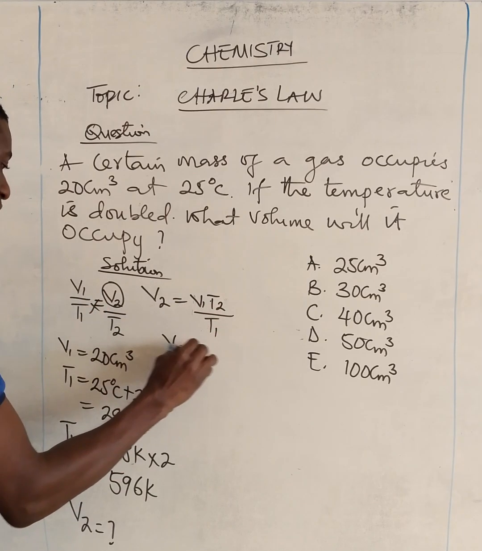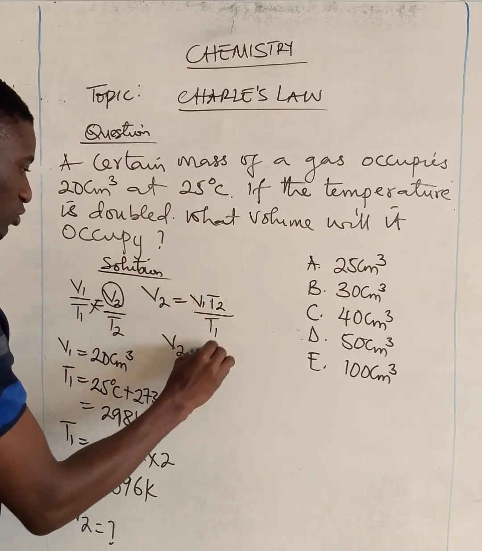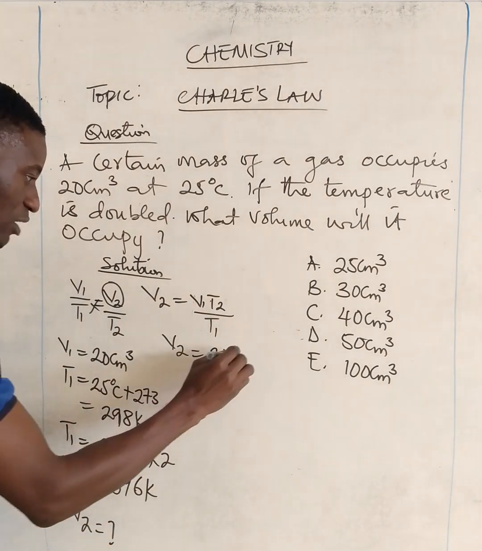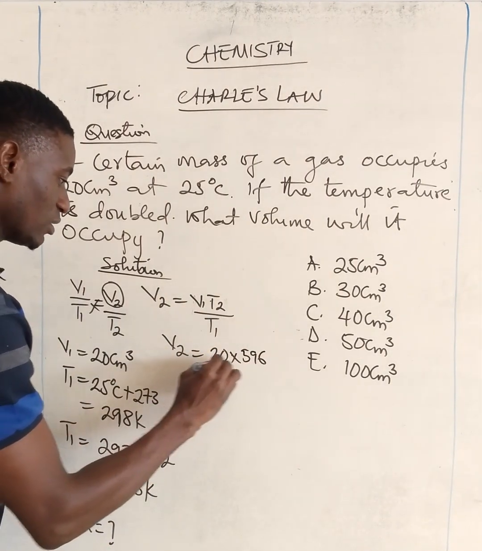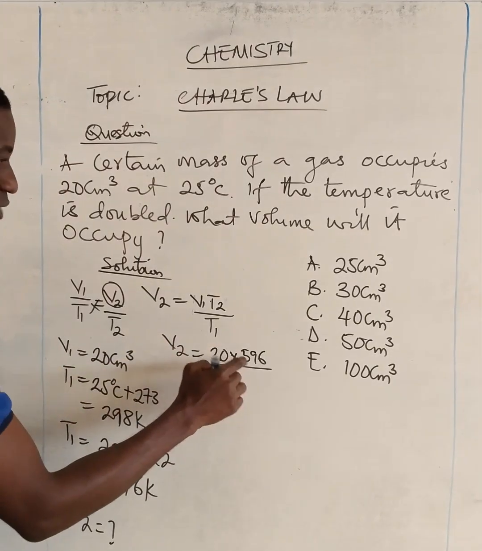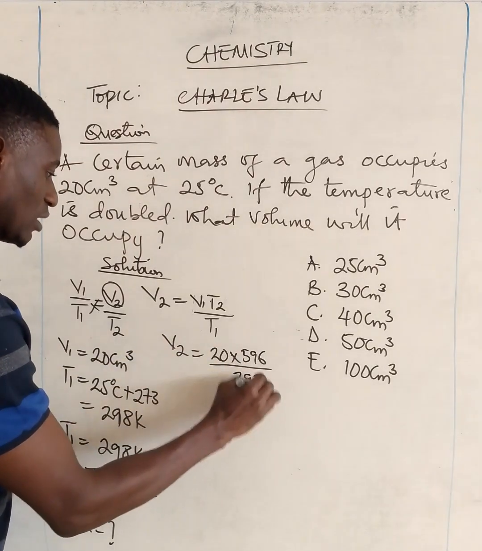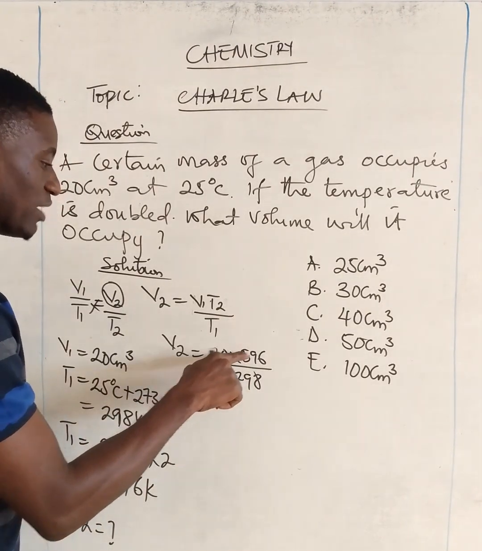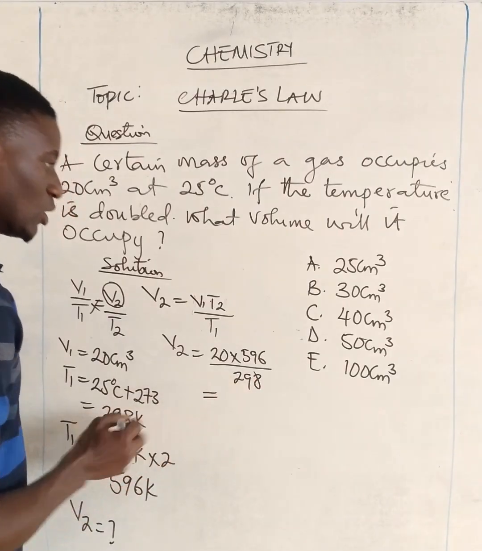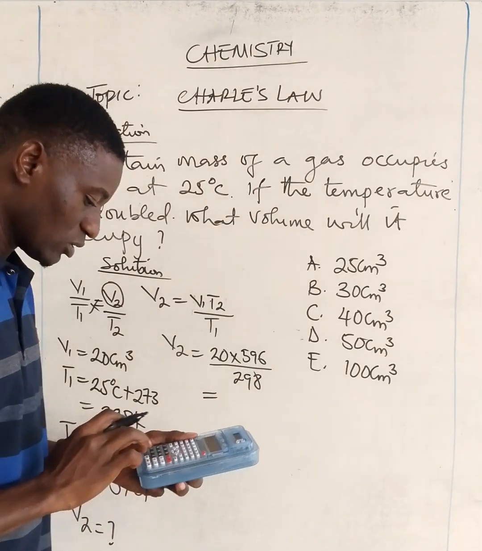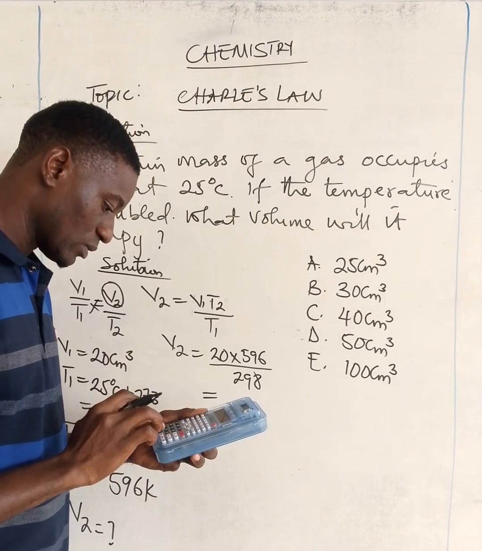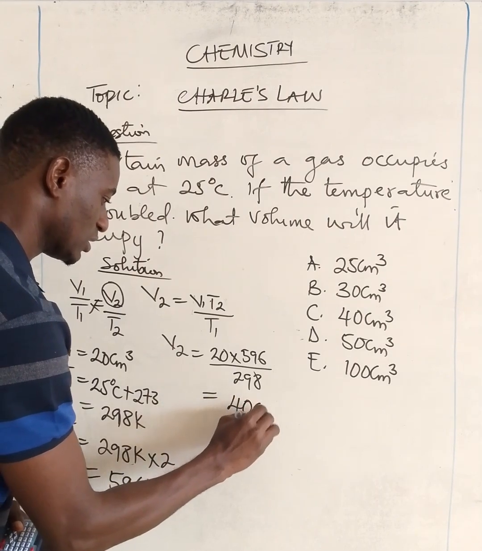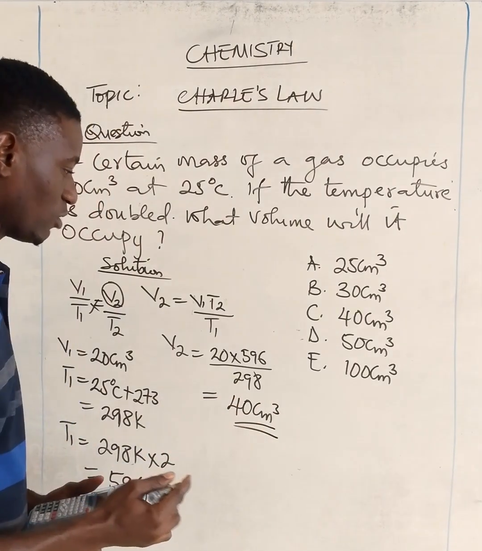So we substitute. V2 is going to be, V1 is given to be 20 cm³. Our T2 was calculated to be 596 Kelvin. And then our T1 was calculated to be 298 Kelvin. So by the time we multiply 20 by 596 and divide it by 298, we are going to obtain a volume of 40 cm³.